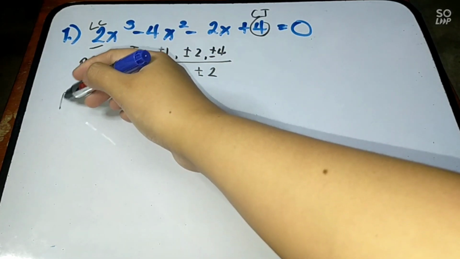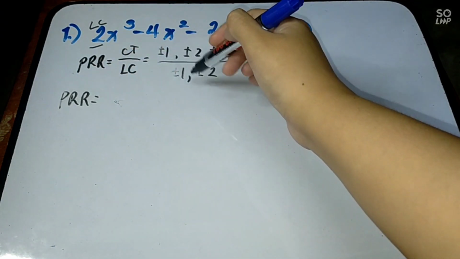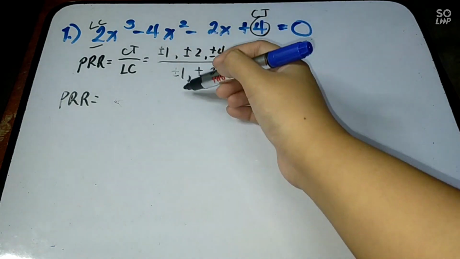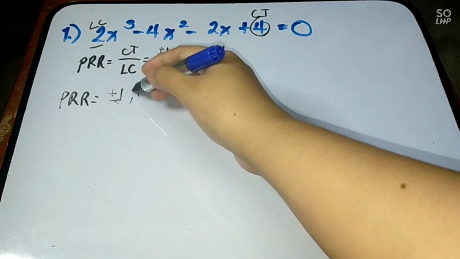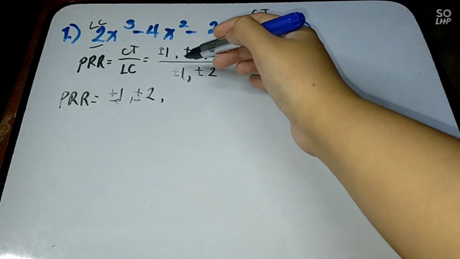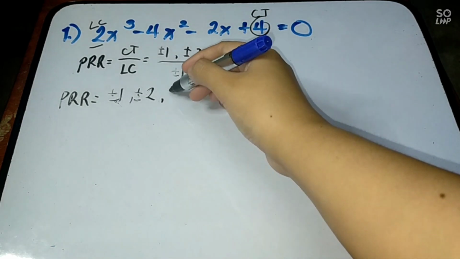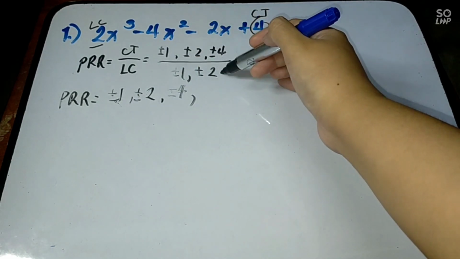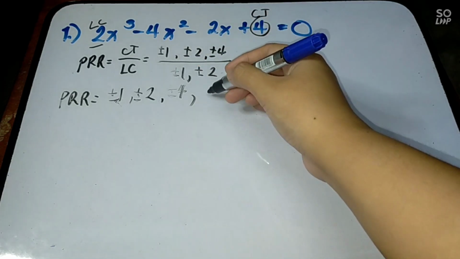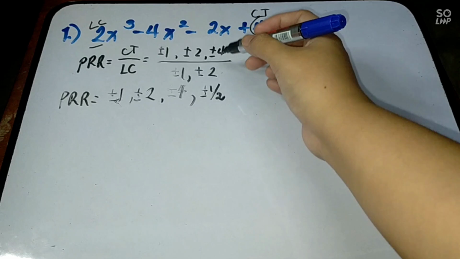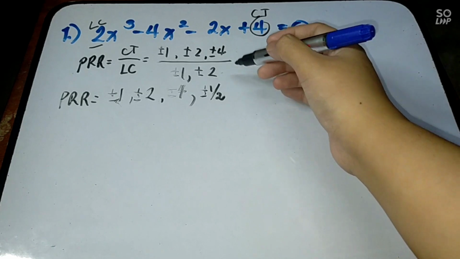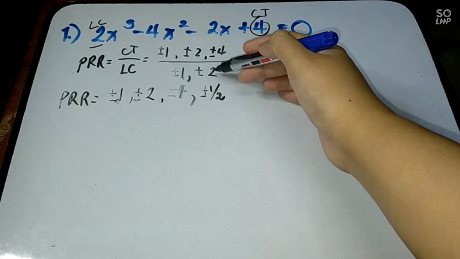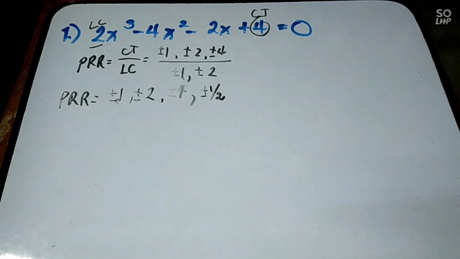Then, let us find for the PRR by dividing each numbers. So, we have 1 divided by 1. The answer is positive and negative 1. We have 2 divided by 1. The answer is positive and negative 2. Then, we have 4 divided by 1. The answer is positive and negative 4. Next tayo. Dito naman tayo kay 2. 1 divided by 2. The answer is positive and negative 1 half. 2 divided by 2, the answer is 1. So, meron na tayong 1. So, no need to write it again. Then, 4 divided by 2, the answer is 2. Meron na tayong 2. So, no need to write it again. So, that is your possible real roots.